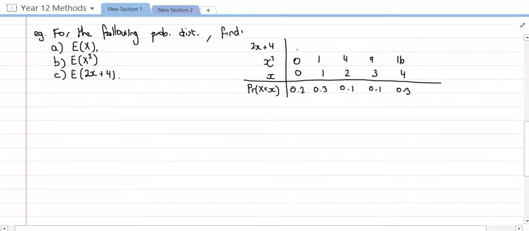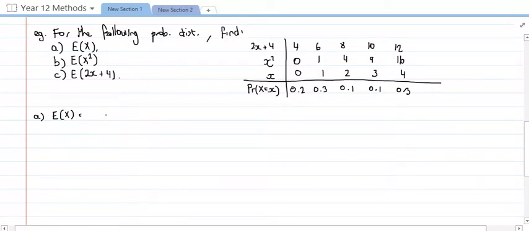And for 2X plus 4, well, 2 times X would be 0 and then plus 4 gives 4. 2 times 1 would be 2 and then plus 4 makes 6. 2 times 2 is 4 plus 4 more makes 8. 2 times 3 is 6 plus 4 more makes 10. And 2 times 4 is 8 plus 4 more makes 12. So in a question like this, those are going to be the first things you have to do. So to start off with, we'll do the first one, the expected value.